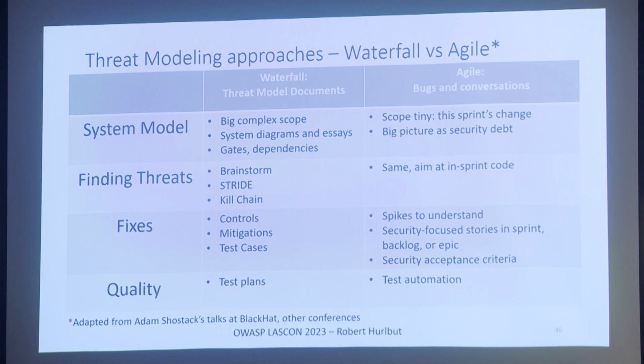Now, finding threats, you can do brainstorming, STRIDE, kill chain, all those things just like you did before. They all apply. For fixes, you have, of course, controls and so forth. On the Agile side, you may have spikes to understand, security-focused stories, acceptance criteria. And then, of course, for quality, you have test automation on the Agile side. So all kinds of really great tools that you can use, that can still allow you to do a lot of what you're doing here.